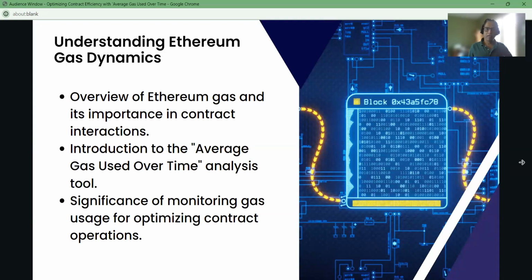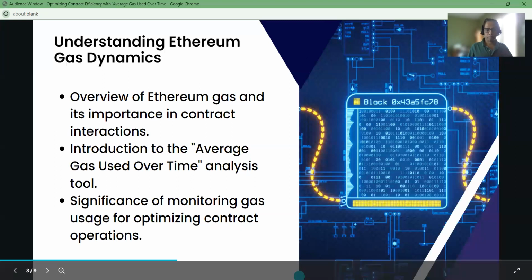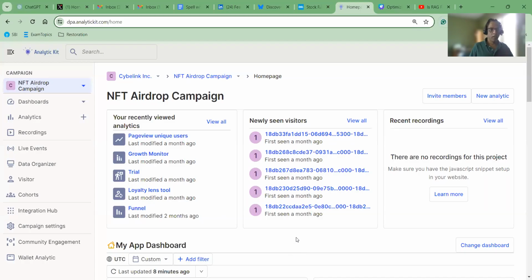You can identify which days the gas usage went up and which days the gas usage went down. I'll be showing the graph and also coming back to this presentation so that you can understand what I'm talking about. I'm moving to the tool. I've explained in my previous videos how to log into the AnalyticKit platform and how to get into this page. If not, please go and view those videos. It should be pretty straightforward.